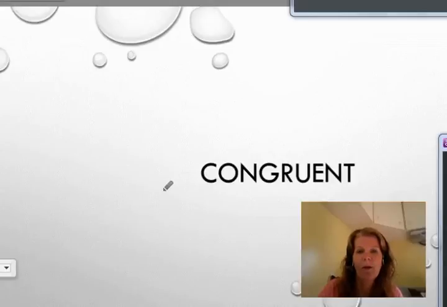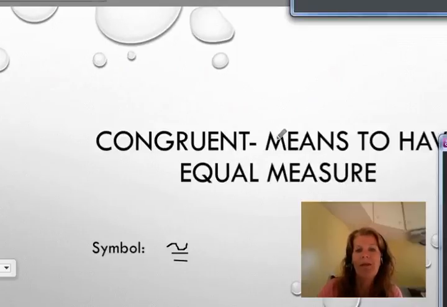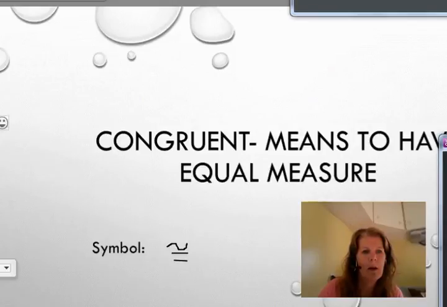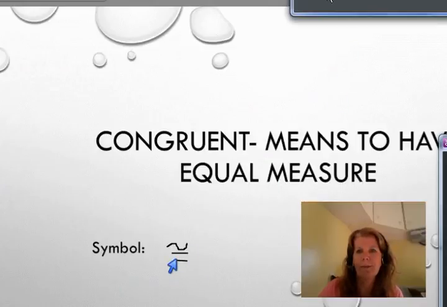Hey everybody, we are going to talk about the term congruent. This is going to be your new best friend in geometry. Congruent means to have equal measure, and this is its symbol right here. It looks like an equal sign with a squiggly line on top of it. Okay, that is our symbol for congruent.